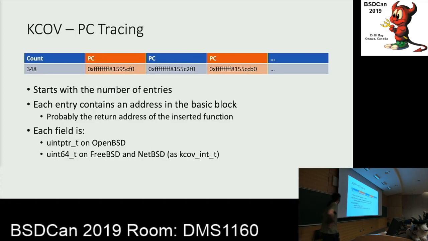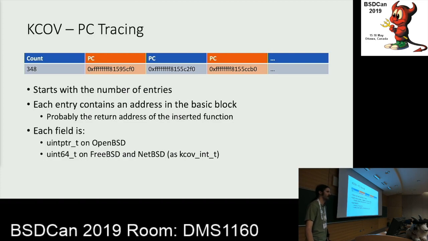So, PC tracing. This is tracing with basic blocks. What you do is you allocate a buffer. The top here is the buffer, and the first entry in the buffer, which entry depending exactly on the operating system, is going to be the number of items in the buffer. This is the number of items that have a valid entry, so not the size of it. Then it's just a list of program counters, or whatever exactly you want to call it. It's an address of somewhere inside, probably the starting basic block. FreeBSD and NetBSD both put these as 64-bit wide values, so it makes it nice and easy for the next one. But OpenBSD uses uintptr_t, so 32-bit code will be 32-bit, 64-bit code will be 64-bit.